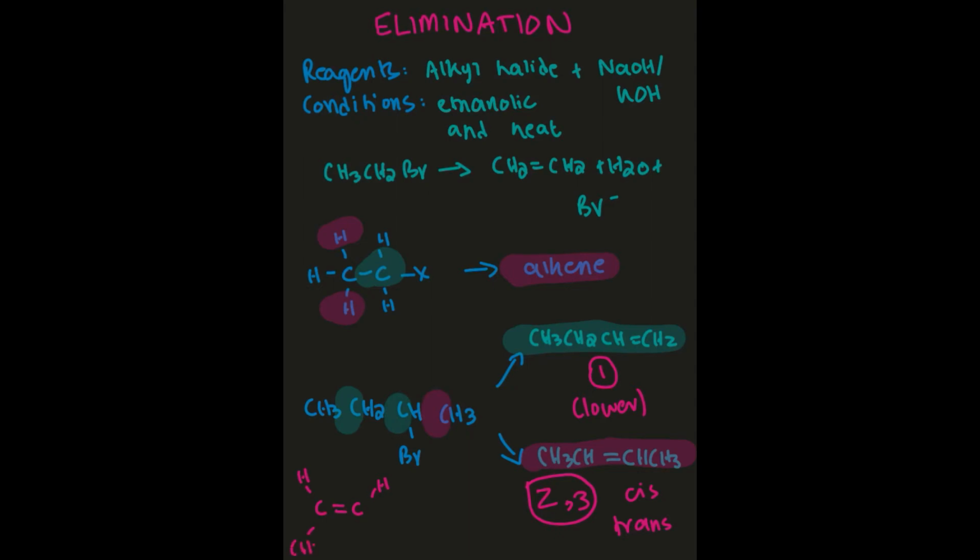So this is going to be the cis arrangement. And this is going to be the trans arrangement. So right now you have three different things. You have this one, and you have cis and trans. So you have three different products that are forming from this reaction. So this was elimination of alkyl halides.